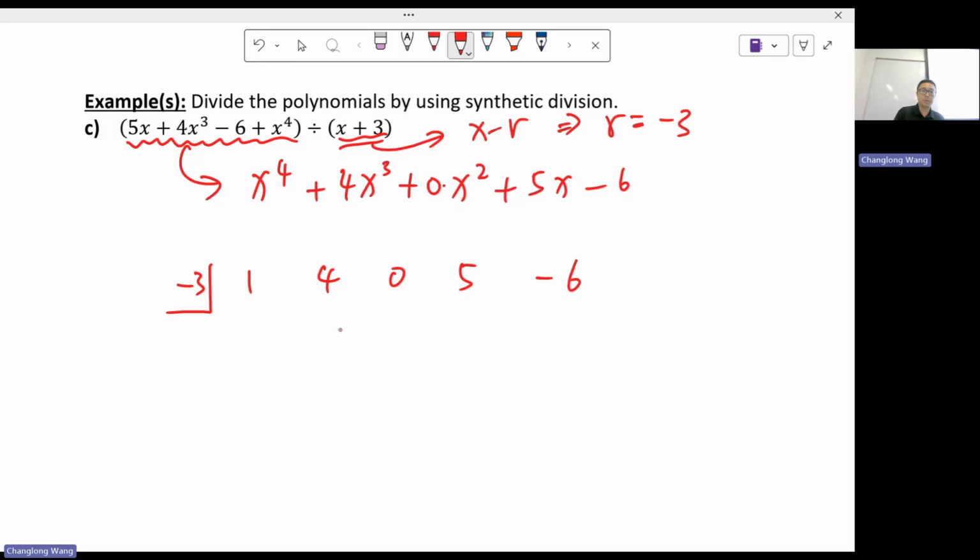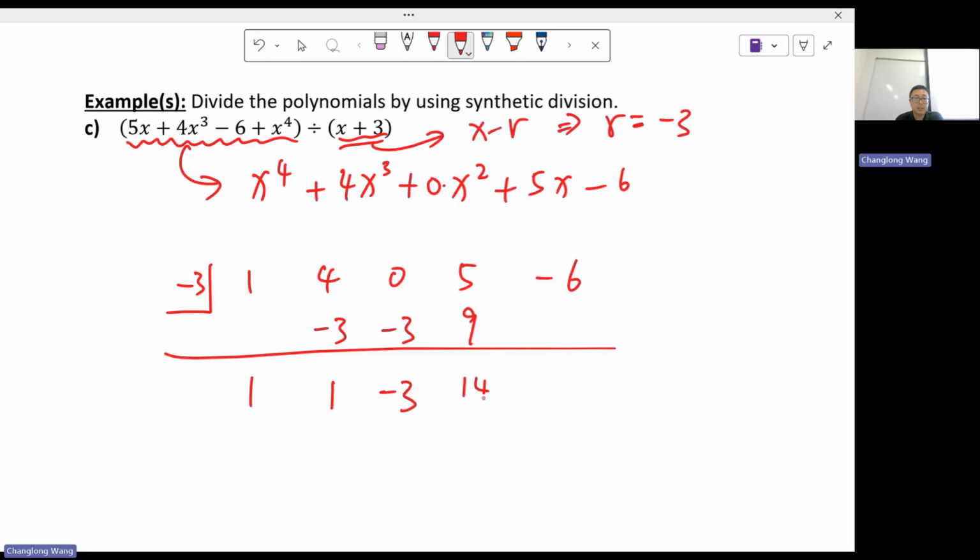So put the negative 3 in a box, leave some space here, draw the line, right? Go ahead and bring down the 1. Now, when we go up to the space here, we do 1 times negative 3, negative 3, right? Going down, it will be positive 1, right? 4 plus negative 3. And going up again, you get negative 3 again. Adding up, negative 3. Coming back up, negative 3 times negative 3, positive 9, right?